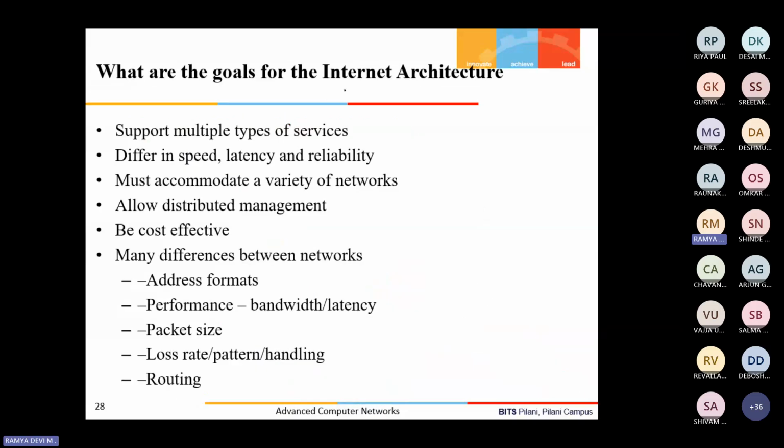What are the goals of the internet architecture? There are many goals, right? A global, scalable, flexible communication system. Together with that, it should support multiple types of services: simple file transfer, web browsing, even video streaming, voice calls, online gaming. Everything is a different type of service, so it should support different types of services.